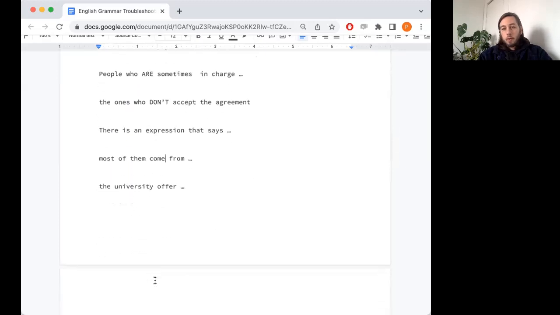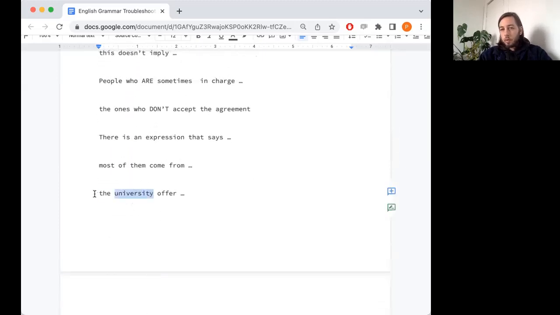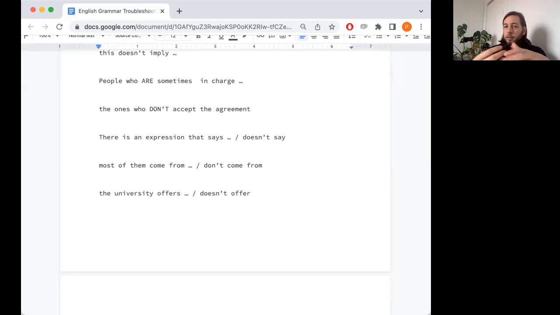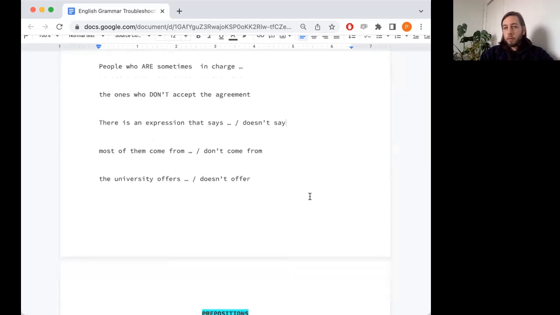After that, our last example, university, corresponds with it. So the university offers. And one thing you might find helpful is to look at the reverse. The university offers, the university doesn't offer. Most of them come from, most of them don't come from. An expression that says, an expression that doesn't say. This is one technique that'll help you practice your verbs, going from the positive to the negative, and also including the interrogative form when applicable.